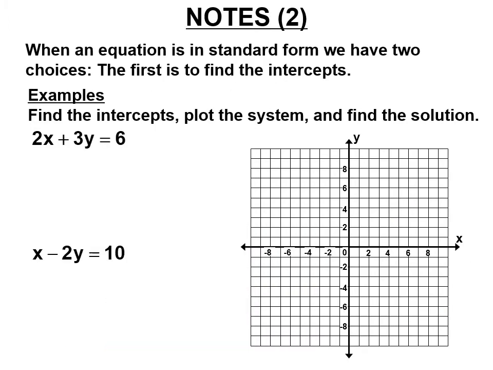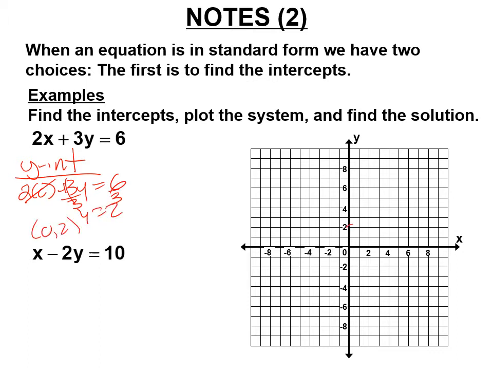Okay. All right, so as soon as you see standard form, the go-to method is find the intercepts for graphing. So y-intercept, make x equal to 0. Divide by 3 here. Y equals 2, so the y-intercept is 0, 2. X-intercept, make y equal to 0. Divide both sides by 2. X equals 3, 3, 0. So that's our top one.